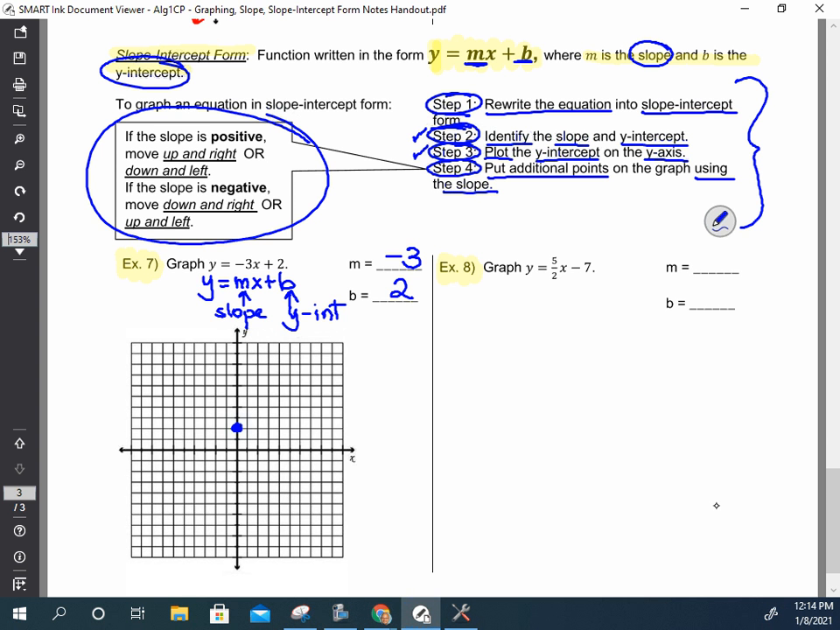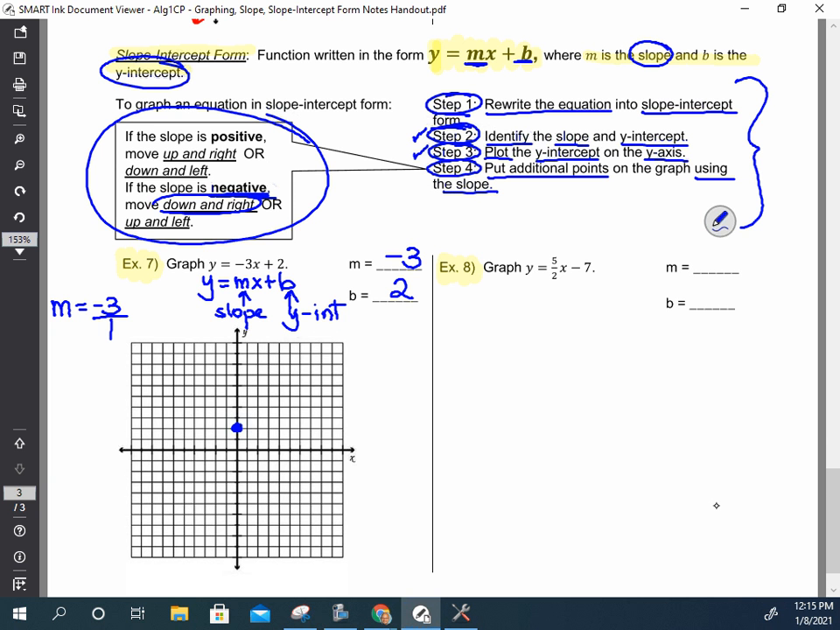So now we use the slope. The slope was negative 3. If I want to change negative 3 to a fraction, what do I have to do? Put it over 1. You would prefer the slope to be a fraction. Negative 3 over 1. Is that positive or negative? It's negative. So if your slope is negative, there are 2 ways to draw it.